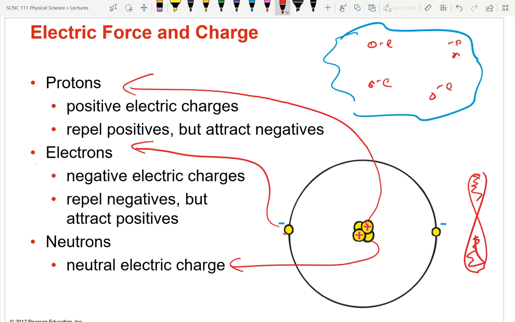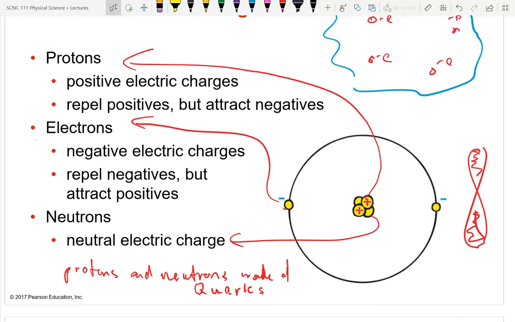Now, recent advances, and recent advances means roughly from the time I was born on, which puts it the last 50 years, have discovered that the nucleus is not just protons and neutrons, but that protons and neutrons are made up of quarks. Quark is a nonsense word from James Joyce's book, Finnegans Wake.